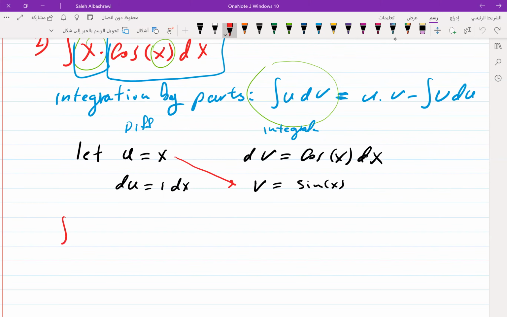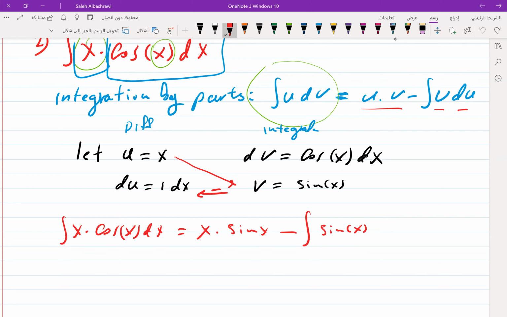So the integration now, x multiplied by cosine x dx, will be u multiplied by v, which is x multiplied by sine x, minus the integration of v du. V is sine x and du is 1 dx. So the integral of x cosine x is equal to x multiplied by sine x minus the integration of sine x dx. It is this form.